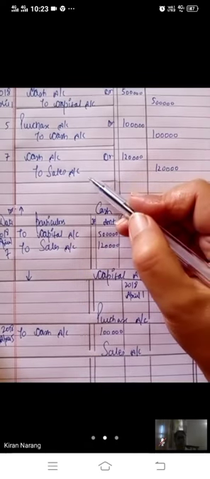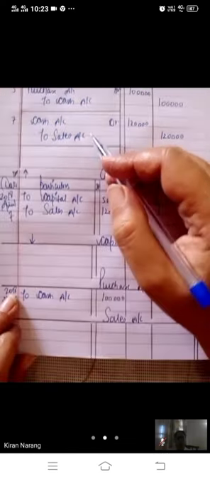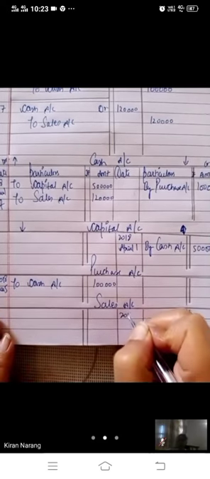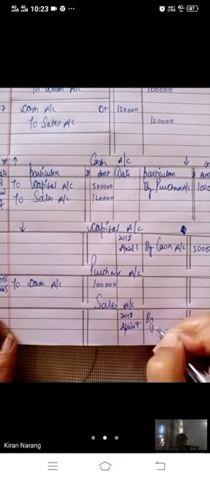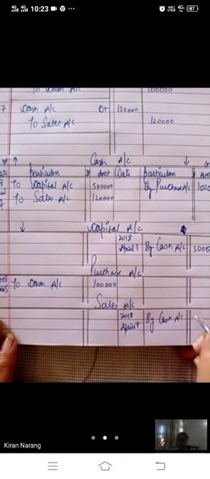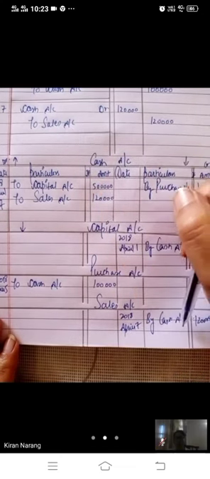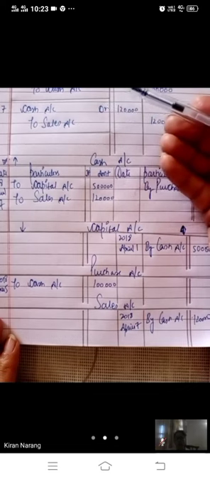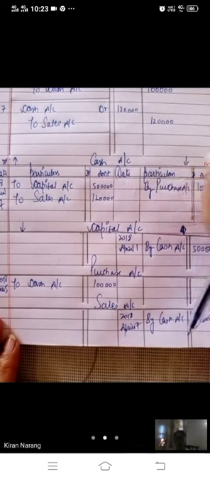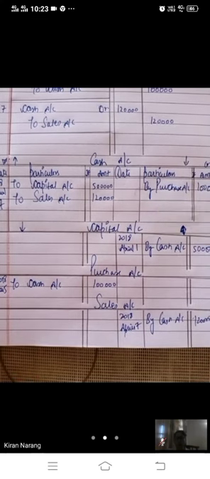Now, the second account of this transaction is sales account. Sales account is credited. So on the credit side of sales account, April 7, you will write "by cash account", the name of the opposite thing. The side will be the same. Sales account is credited, so on the credit side you will write "by cash account". The name of the opposite thing will be recorded, but the side will be the same. If sales account is credited, you will write on the credit side of sales account. Any doubt, bache?